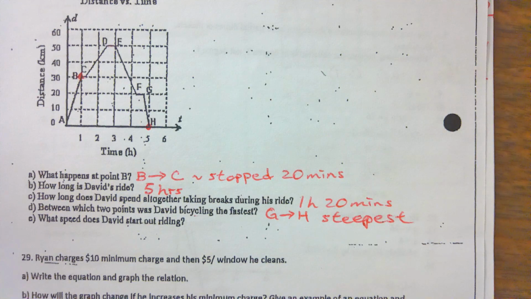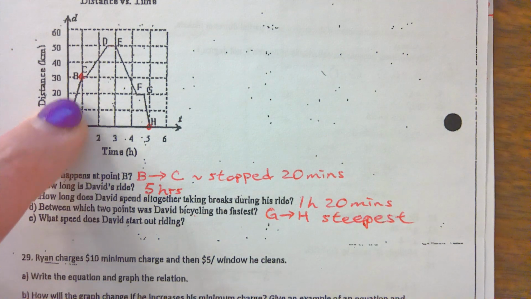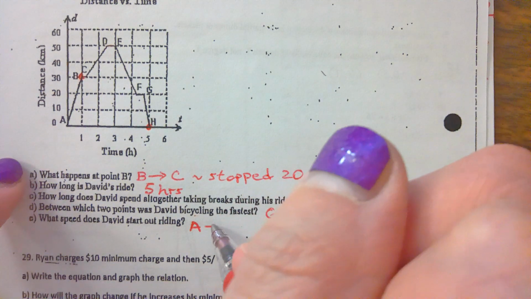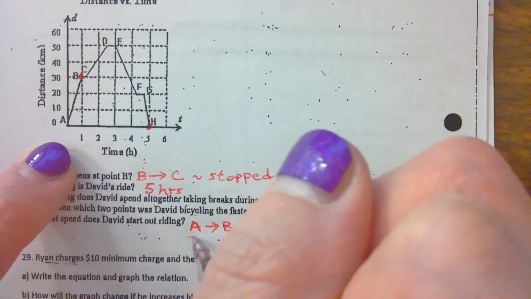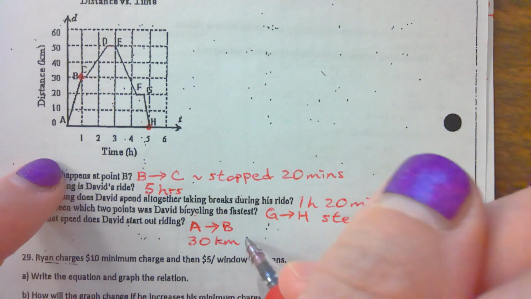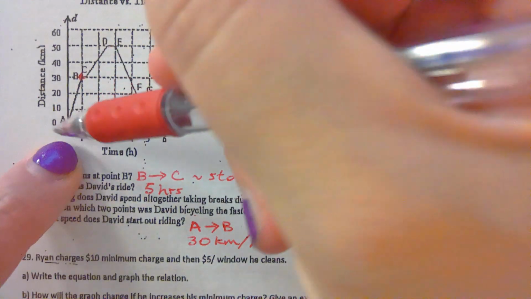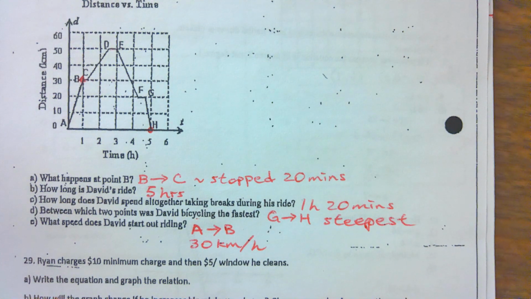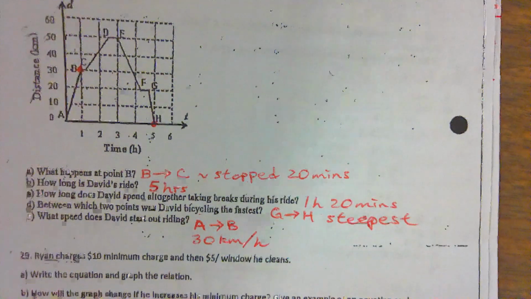And at what speed did David start out riding? So from A to B, right, 30 kilometers in 1 hour. Right, that's pretty fast.